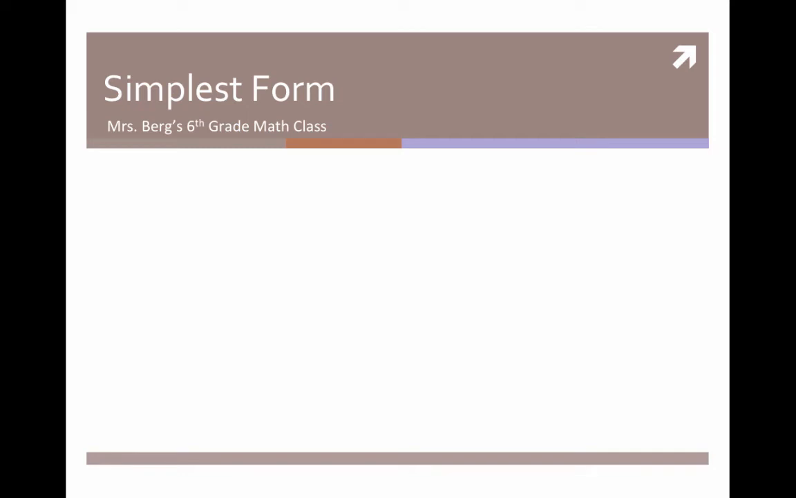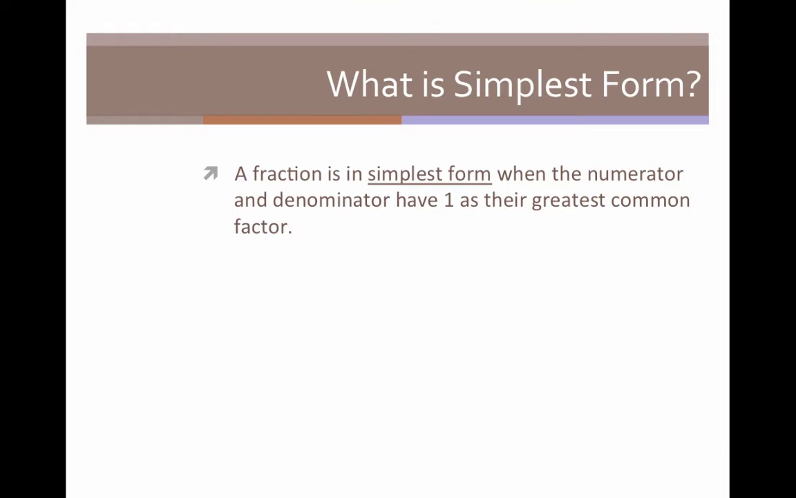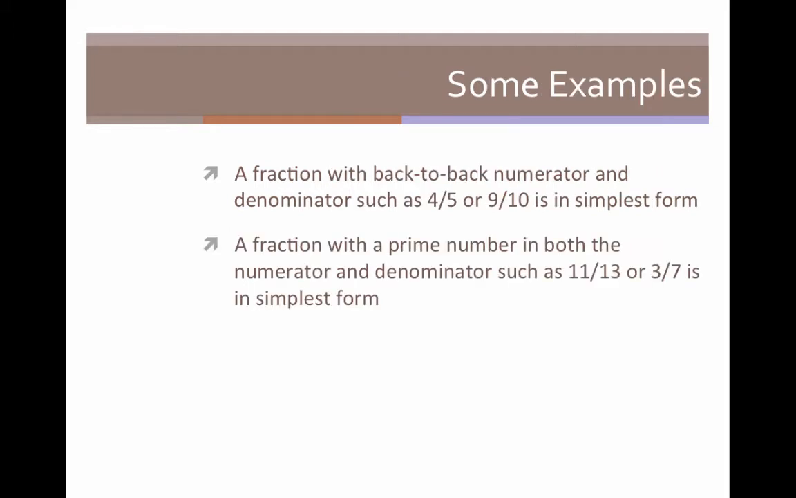Fractions in simplest form is the lesson we're going to be working on today. Simplest form is a form of a fraction when the numerator and denominator have 1 as their greatest common factor. This just means that they can't be simplified anymore. They can't be reduced to lower terms than they already are.